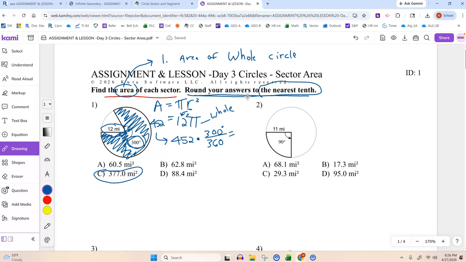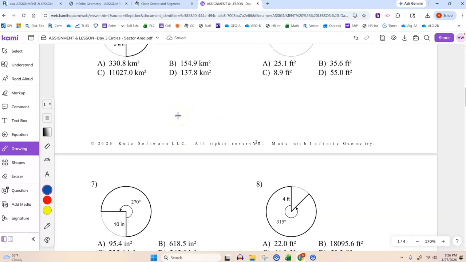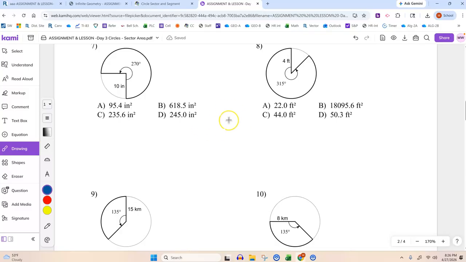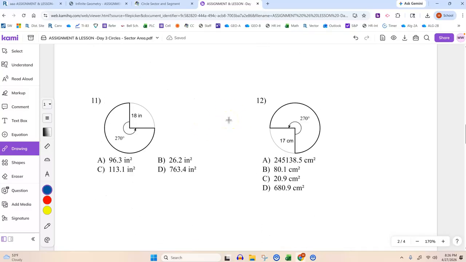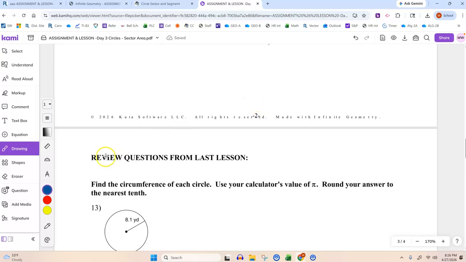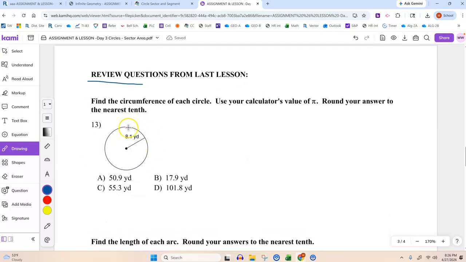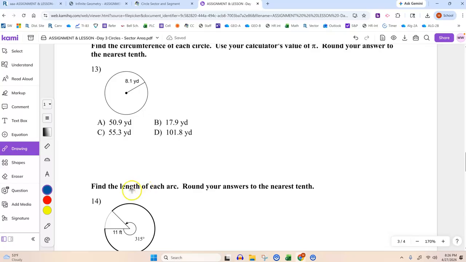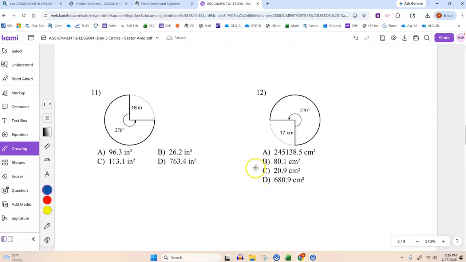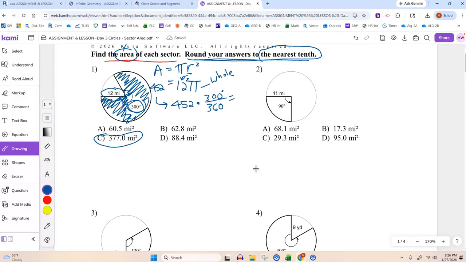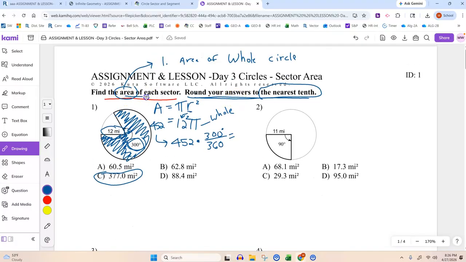Now, basically all the other questions are going to be the same kind of question. There's only one type of question today, so you get to practice for 12 questions. After that, I've got some review questions from the last few days where you get to find the length of the arc. So that's not the area, it's not a sector, it's the length of an arc. But today, the first 12 questions, we're going to be finding the area of a sector. So if you want, try number 2, pause the video, and then I'll come back and work it for you just to make sure that you understand.